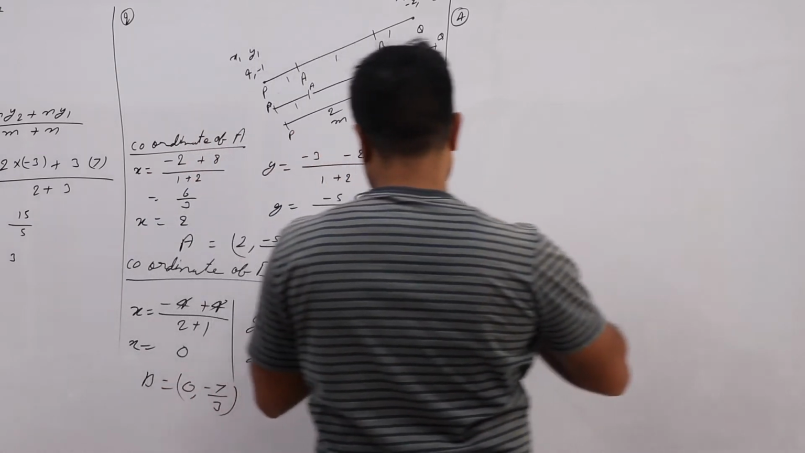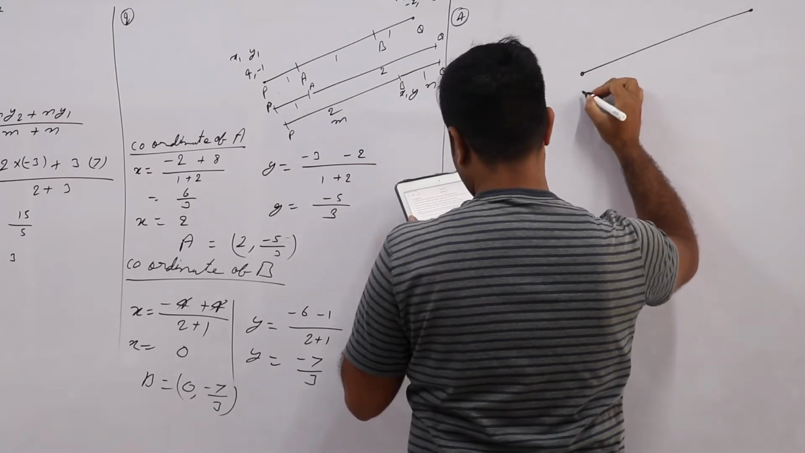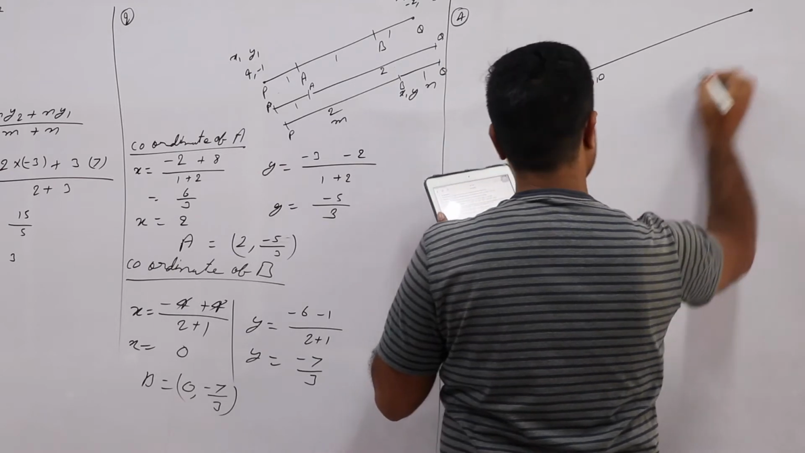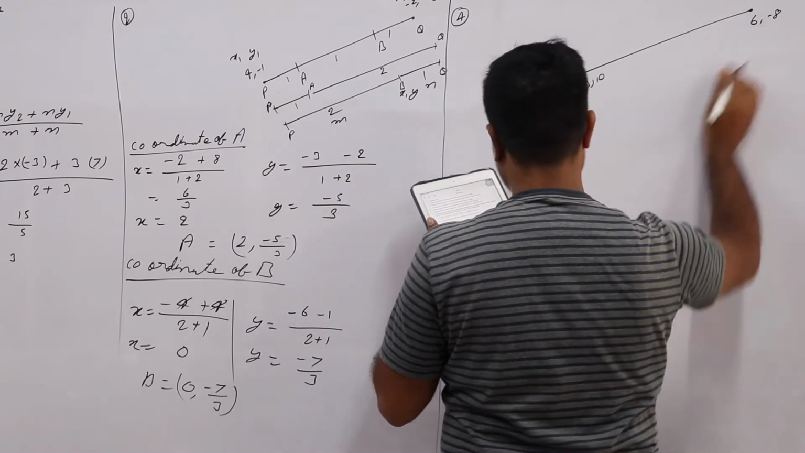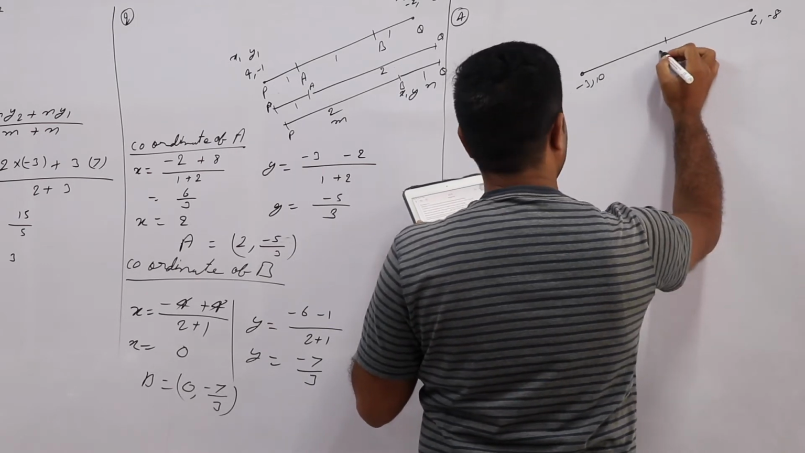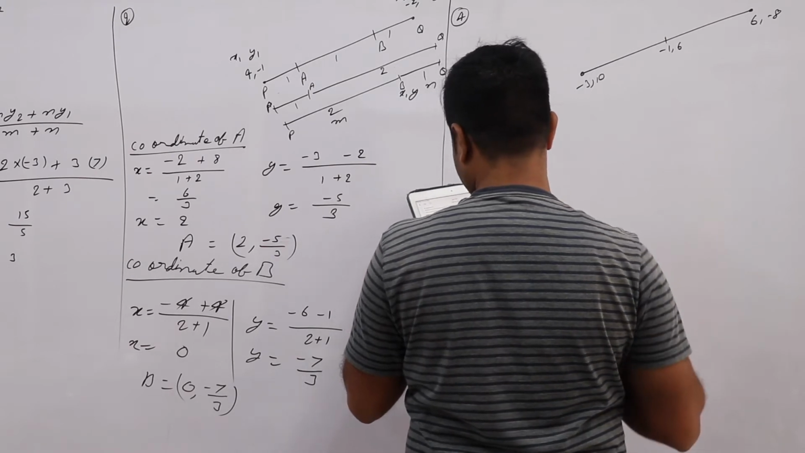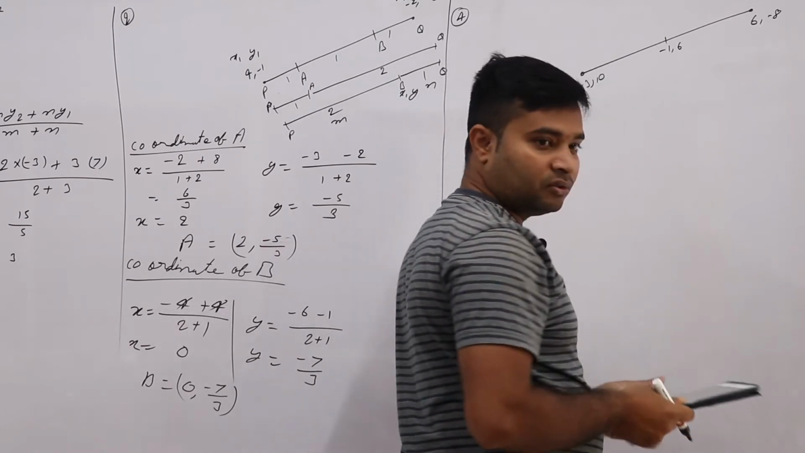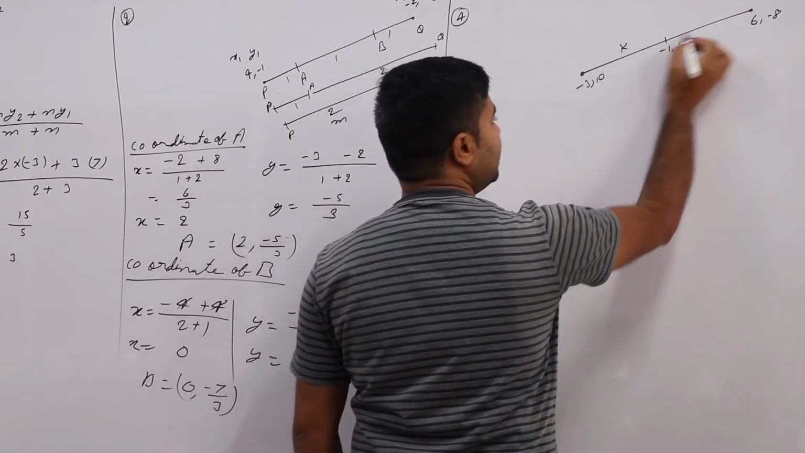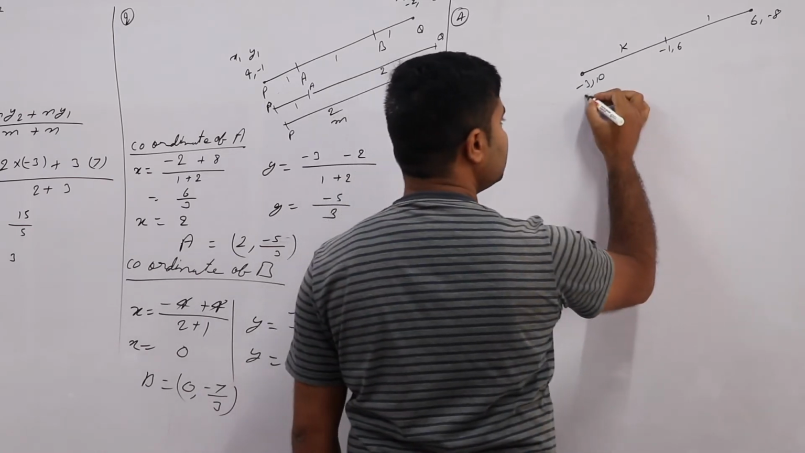So now the points are given: minus 3 comma 10 and 6 comma minus 8, divided by the point minus 1 comma 6. Yes or no? Now how do we do it? In this kind of question we assume the ratio is k is to 1. Yes or no? Write the name.